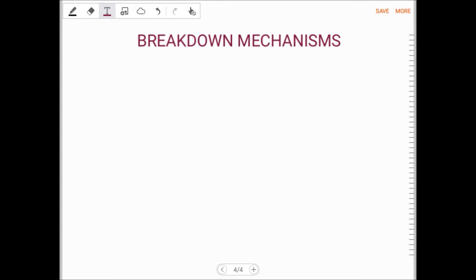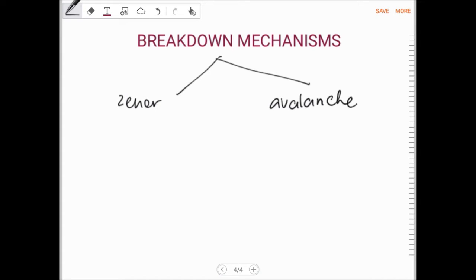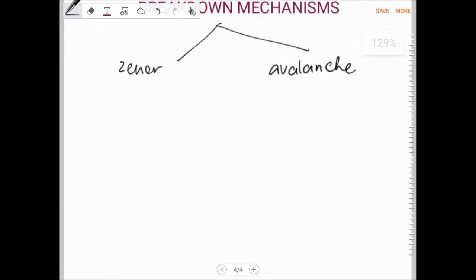Now I will talk about the different breakdown mechanisms. As introduced in the class, we have two types of breakdown mechanisms, which are the Zener breakdown and the Avalanche breakdown. Now let's look in detail at each one.